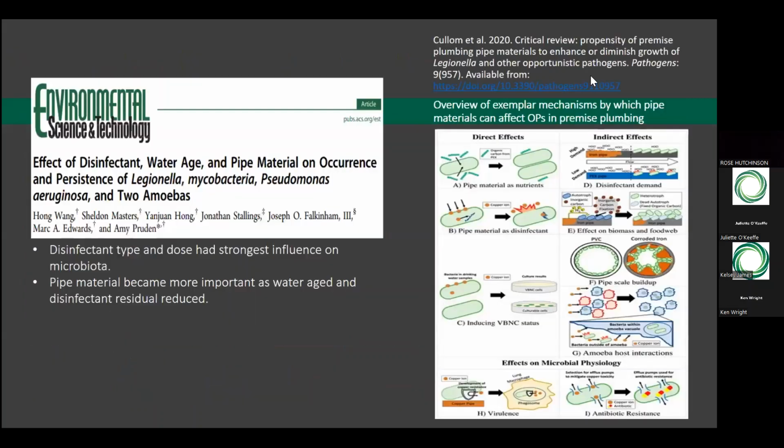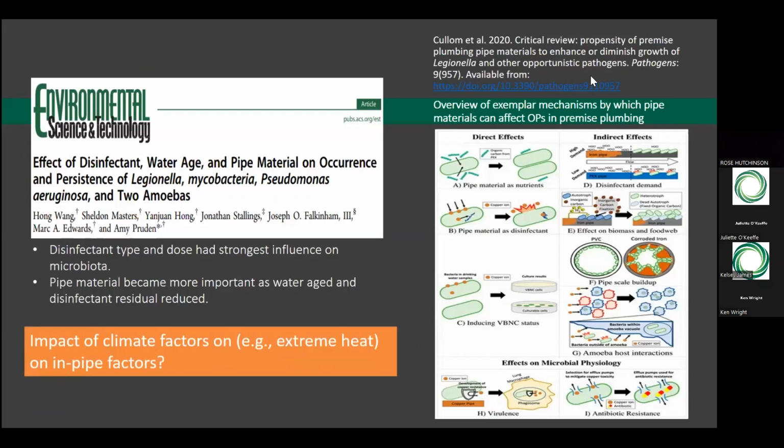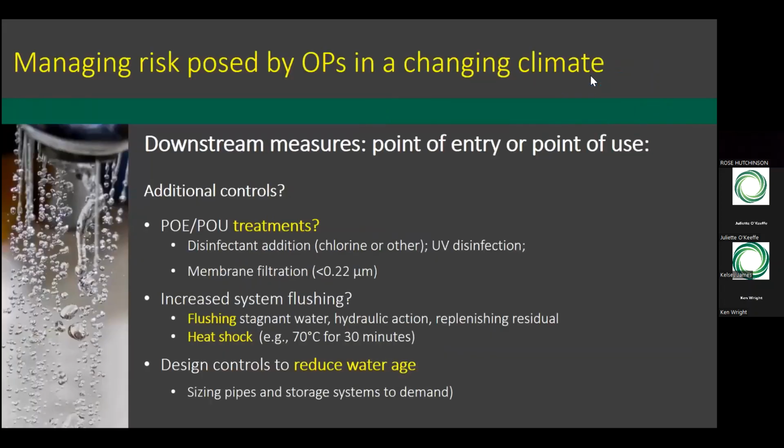There could also be changing hydraulic conditions in these systems during periods of low use or drought. There have been many studies that looked at pipe effects and pipe materials and how these influence things. And disinfectant type and dose generally has the strongest influence on the microbiome within distribution systems and pipes. But pipe material can become more important as water ages and disinfectant residual reduces. But how would other factors such as extreme heat events in the environment, in fact, affect some of those in-pipe factors? There's probably more research to be done in that area.